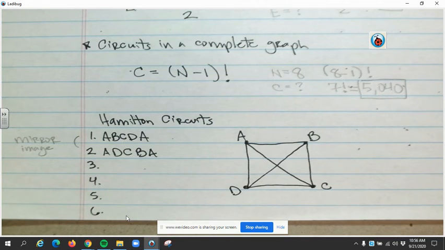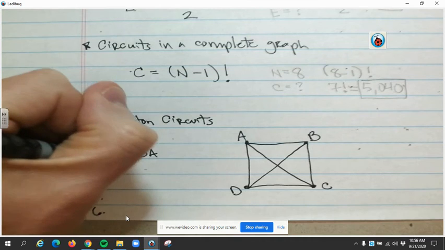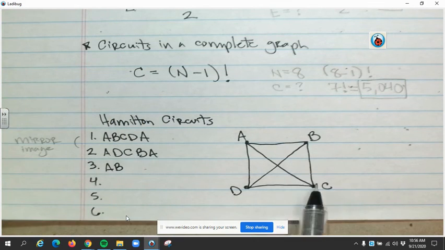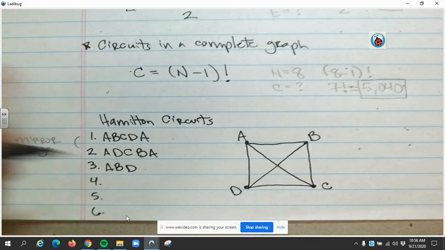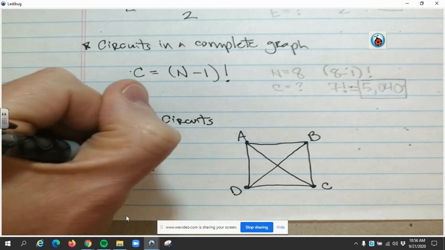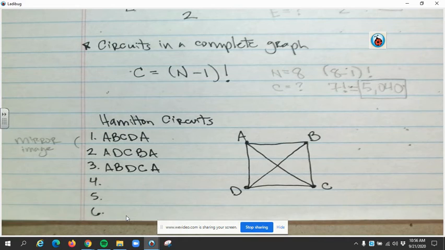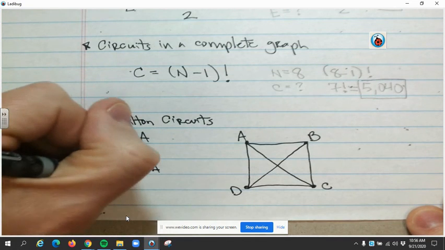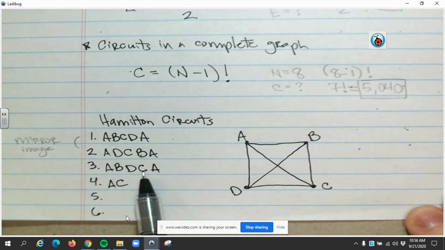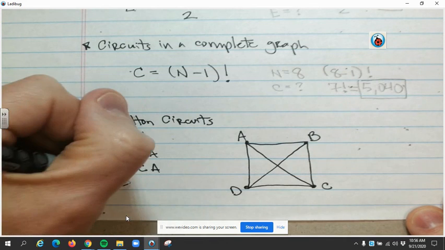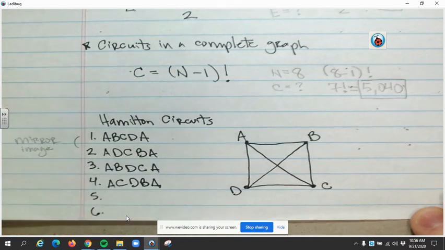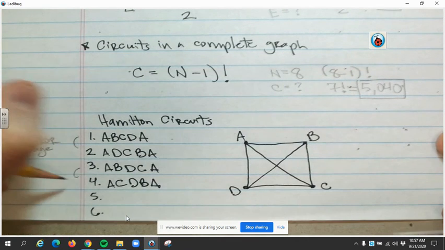Let's find another circuit. Let's start with A. Let's go to B. But this time, instead of going C first, let's go D first. Then we'll go to C, back to A. Let's do the mirror image of that circuit. So it's the same exact thing, except it's going to be backwards. So instead of looking at my graph this time, try covering up your graph and looking at just your letters. To go in reverse order, I'm going to do A, C. Just go backwards. A, C. C goes to D. D goes to B. And B goes back to A. Again, there's your mirrors.